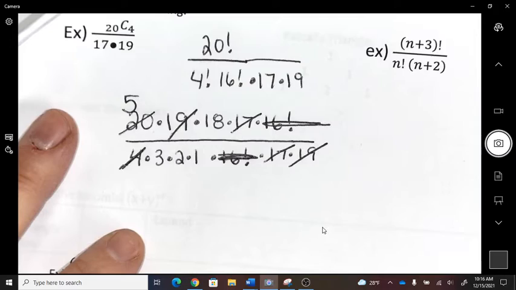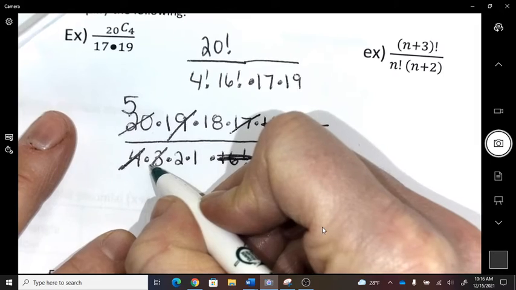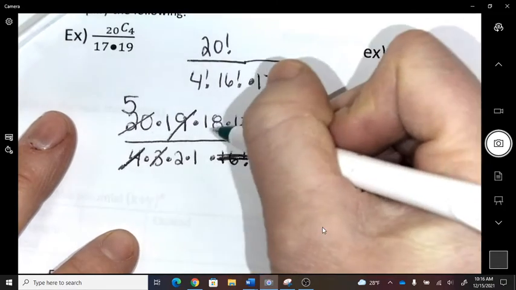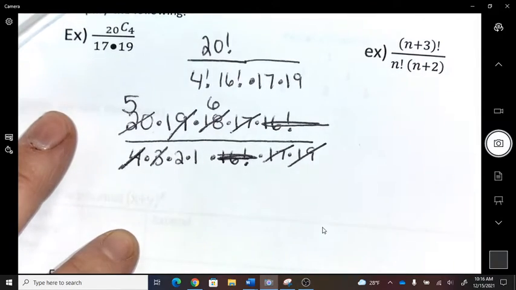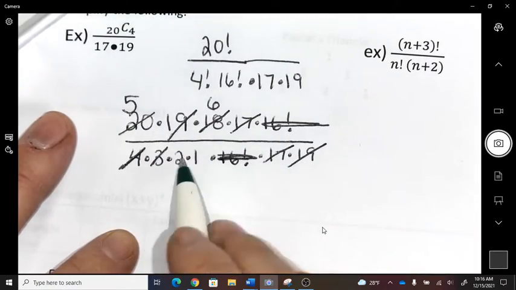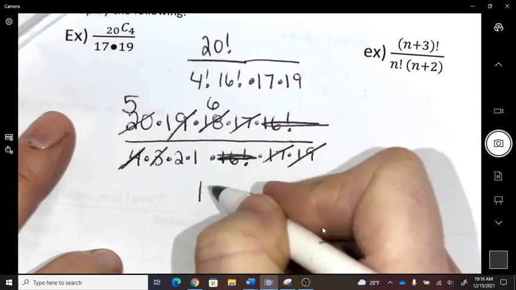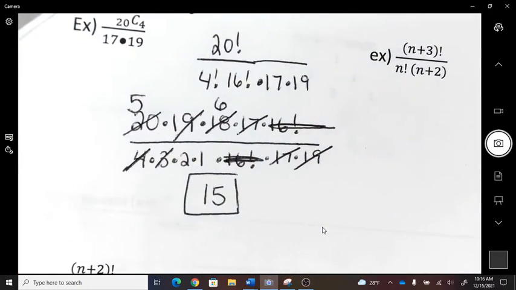What else could you do? If you weren't allowed a calculator, I could cross out a 3. And then if I cross out the 3 out of the 18, 6. Are you at a spot where you can do it in your head now? 5 times 6 is 30. And 2. So 30 divided by 2 is 15. Okay, so we could do that all without a calculator.